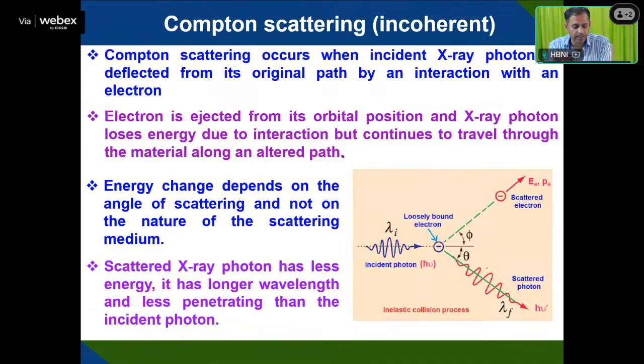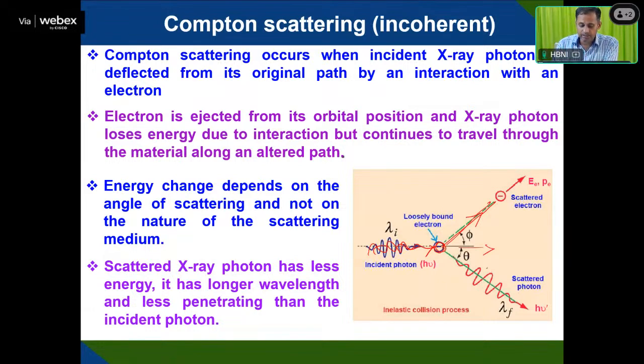The inelastic scattering is called Compton scattering. This scattering mainly occurs when an incident photon is deflected from its original path by interaction with an electron. So if you have an incident beam going like this, and an electron here, and this photon interacts with this electron, because of that interaction the photon deviates from its path. Instead of going in this direction, it has now deviated, and you can see the original path has changed because of incoherent interaction.